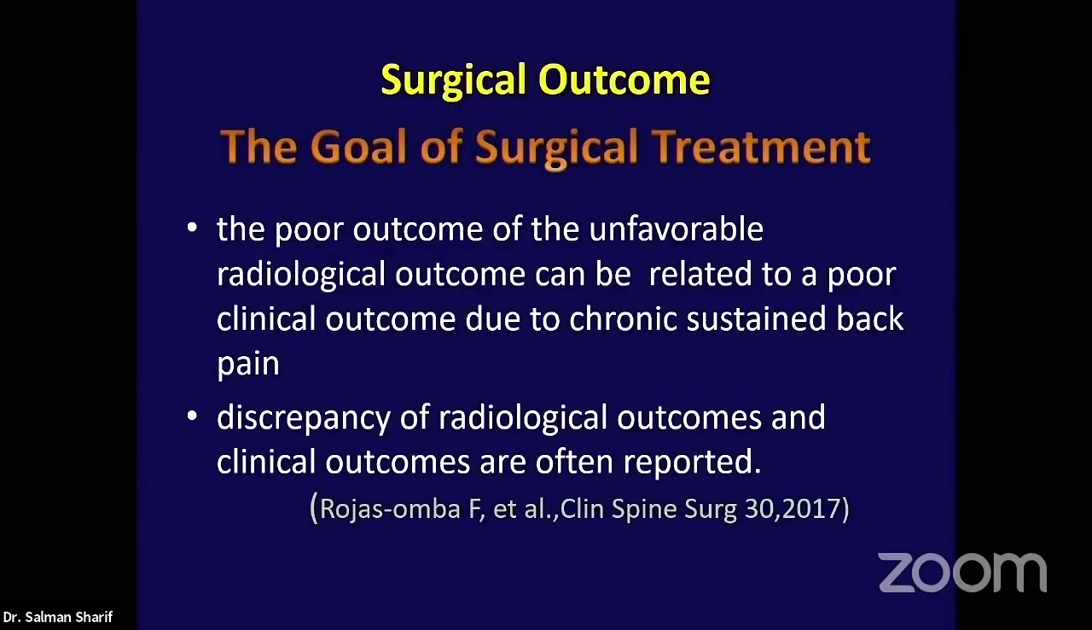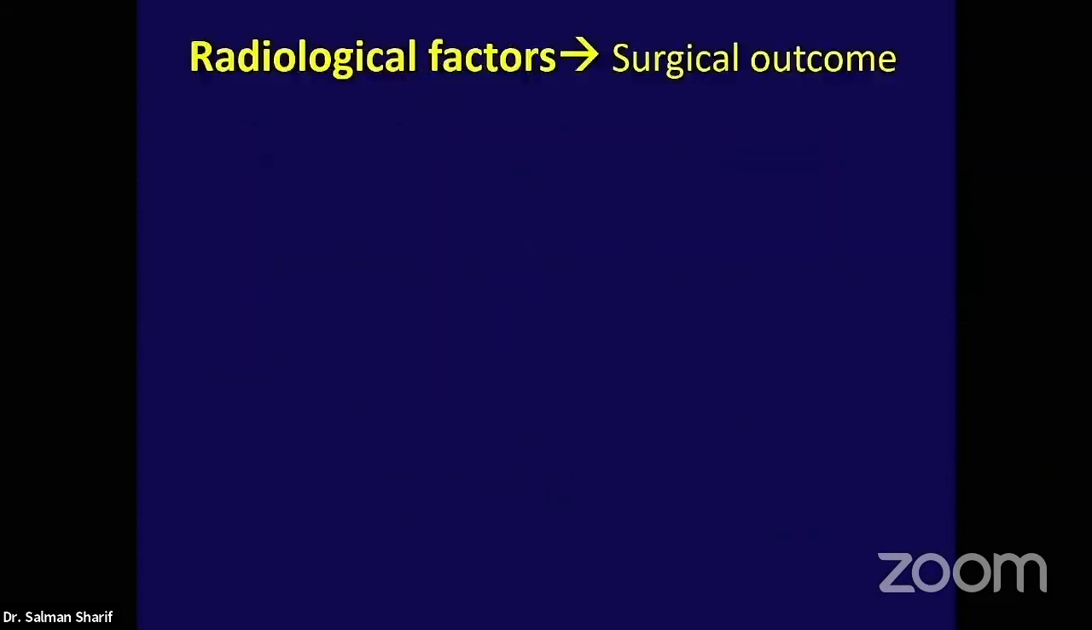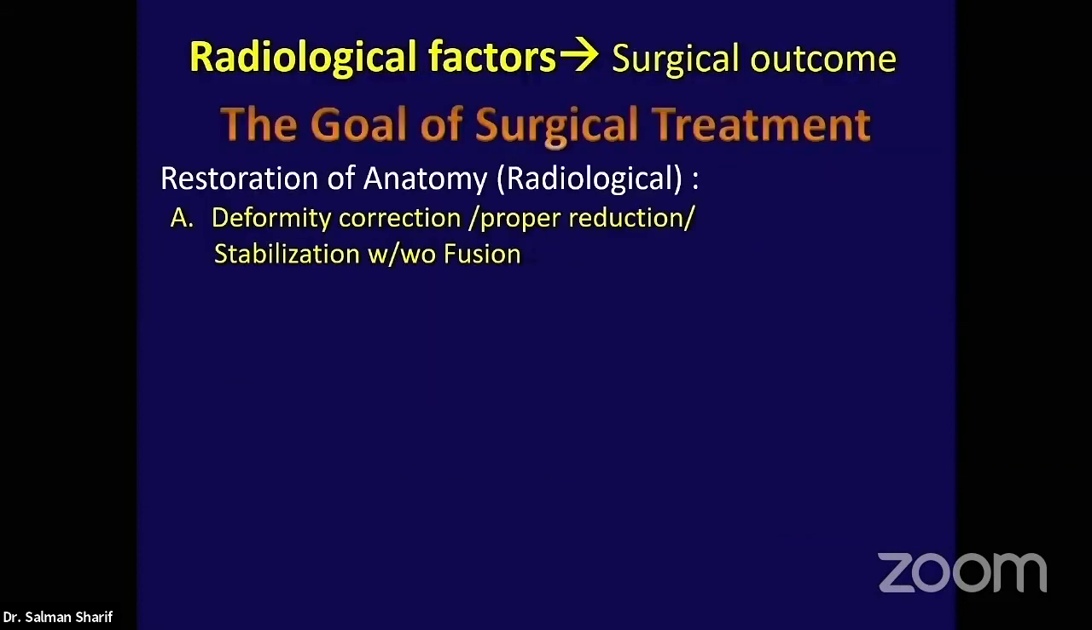So a poor outcome or unfavorable radiological outcome can be related to a pure clinical outcome due to chronic sustained back pain. Discrepancy between radiological outcome and clinical outcome is often reported. Let's see the goal of surgical treatment, deformity correction.